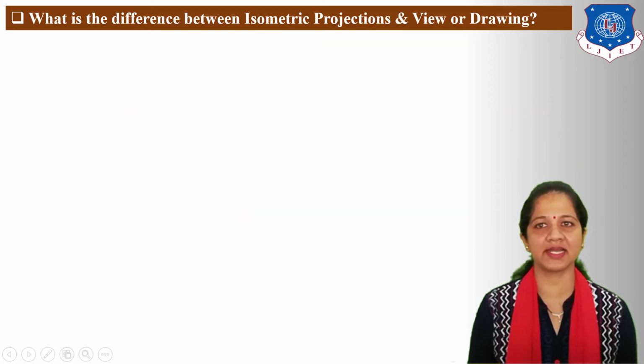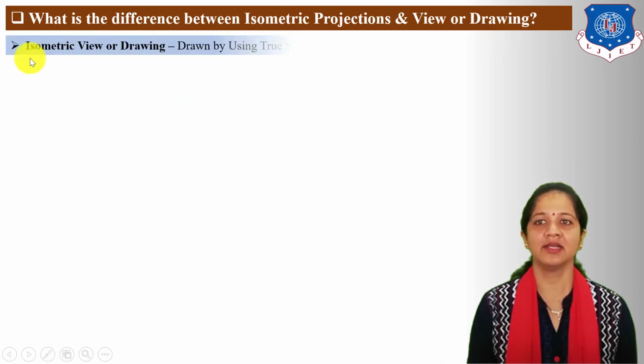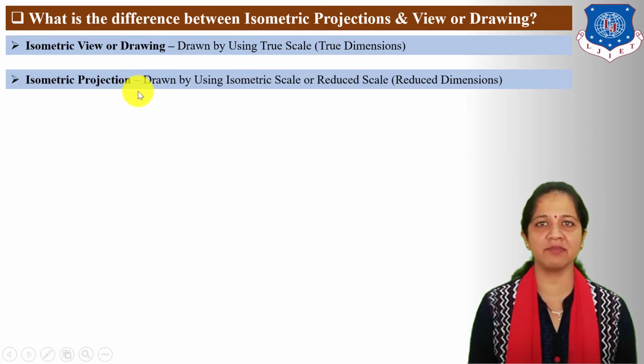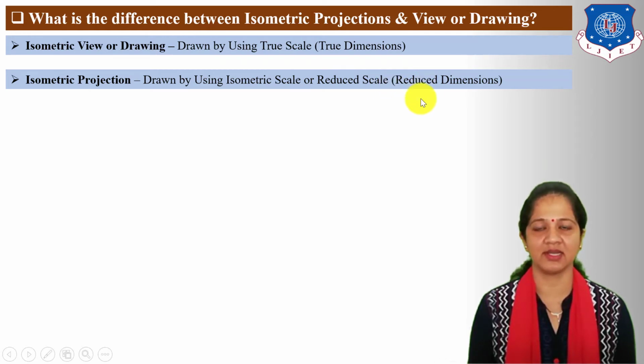Next, let us understand what is the difference between isometric projection and view or drawing. Isometric view or drawing means drawn by using true scale or true dimension. Isometric projection means drawn by using isometric scale, or it's called reduced scale or reduced dimension.